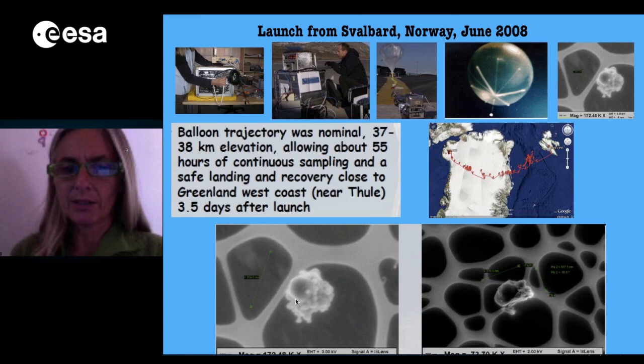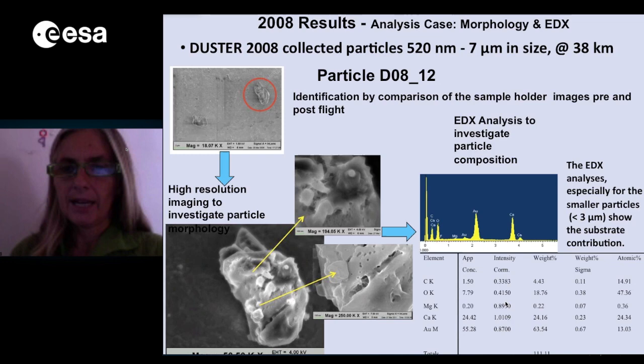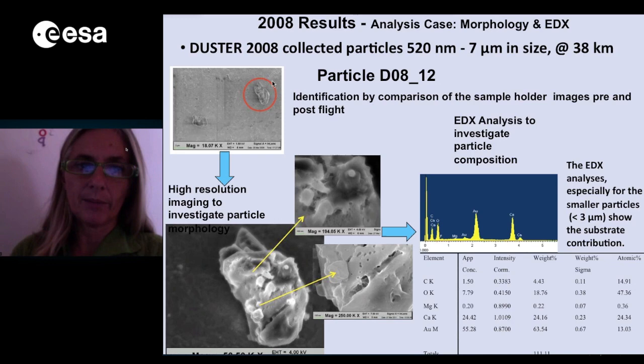And the nice thing in this case was that we could identify a family of collected particles that showed a similar composition, but a morphology and structure very much differentiated. So in this case, I'm giving you an example of the low resolution image and then the high resolution image. In these two images are zoomed in some peculiar morphology present in this grain. And then the analysis to check for the composition.